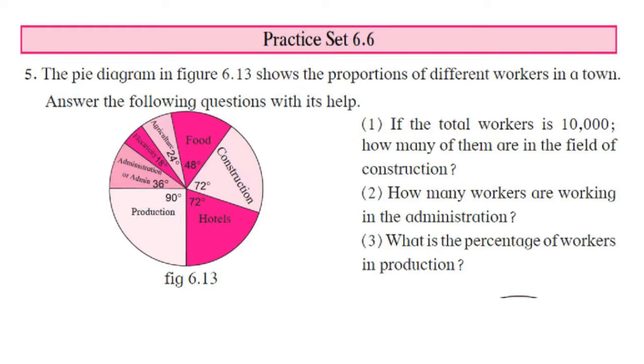Your first question is, if the total number of workers is 10,000, how many of them are in the field of construction? Question 2 is, how many workers are working in the field of administration? And question 3 is, what is the percentage of workers in production? Before we solve, we have to see the central angle corresponding to construction, administration and production. The central angle corresponding to construction is 72 degrees, to administration is 36 degrees, and to production is 90 degrees.